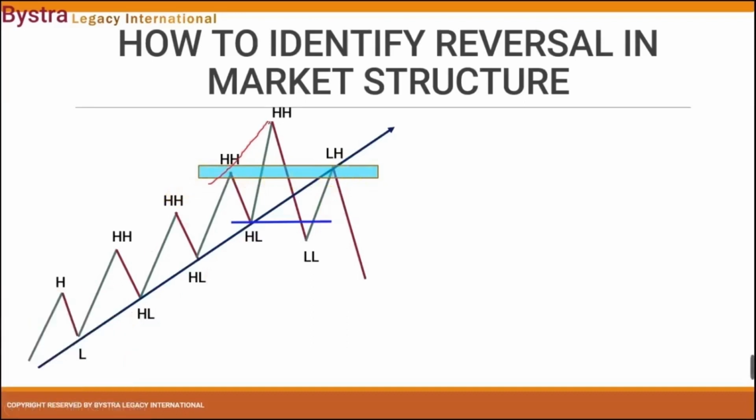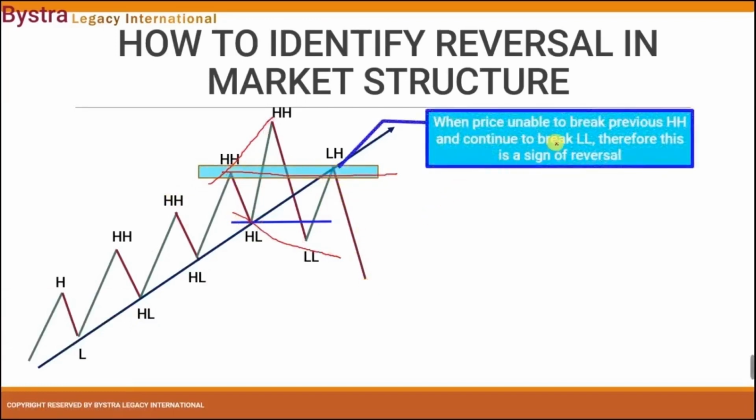If we draw this zone, this is like a QM structure. So this is an over and this is an under. So we entry at the left shoulder and price will go back down. So when a price is unable to break the previous higher high and continues to break this lower low, therefore this is a sign of reversal.